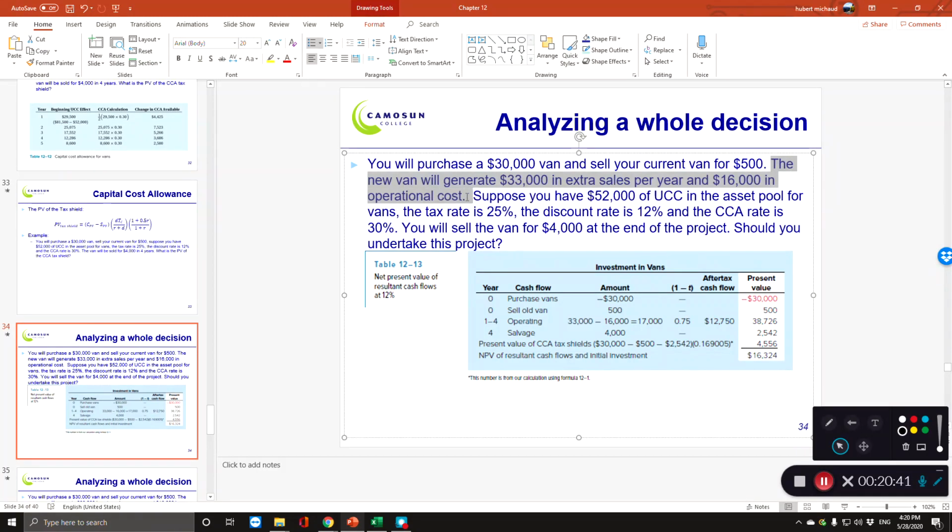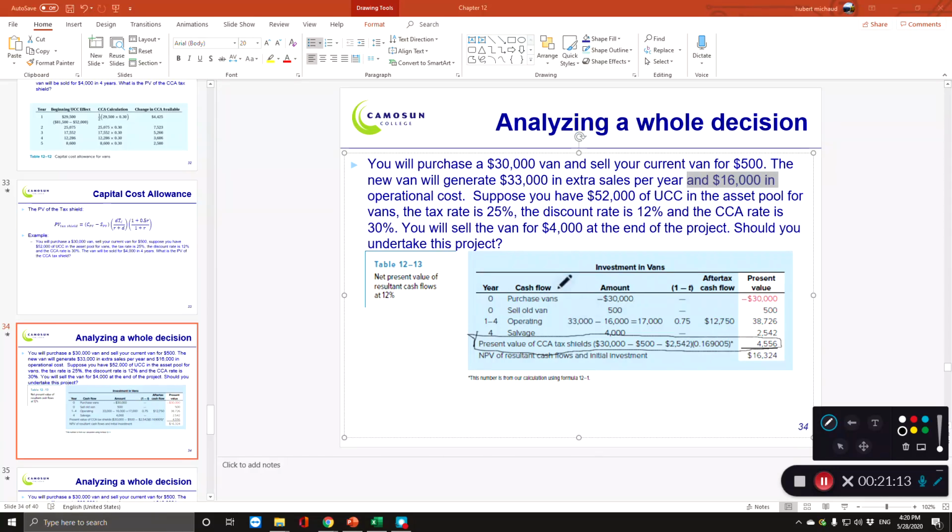We have cash flows that are generated by this project. All the rest of the information is the same. I just added this sentence here. This sentence just says that the cash inflows will go up by $33,000 per year, and the operating expense will go up by $16,000 per year. So if I wanted to analyze this project, the first thing I would have is the present value of the tax shield, which is that 4,556 that we just calculated earlier.